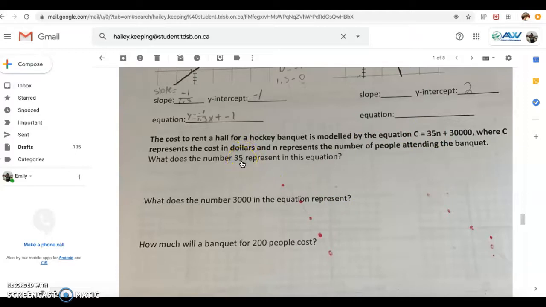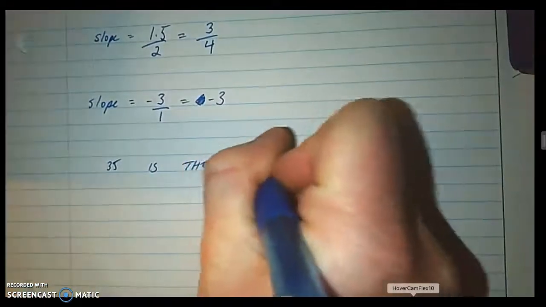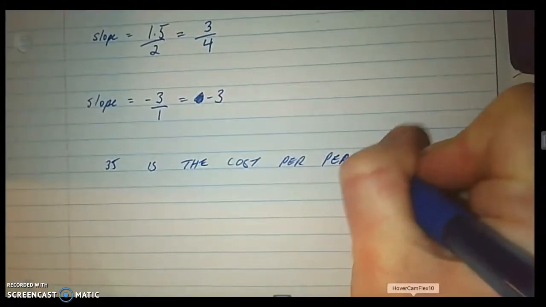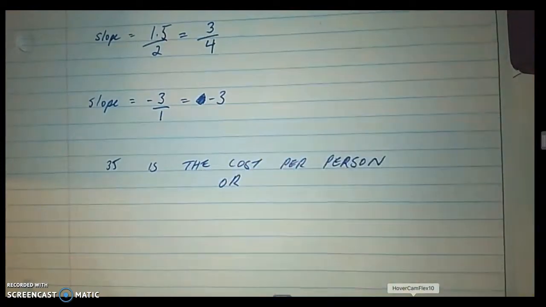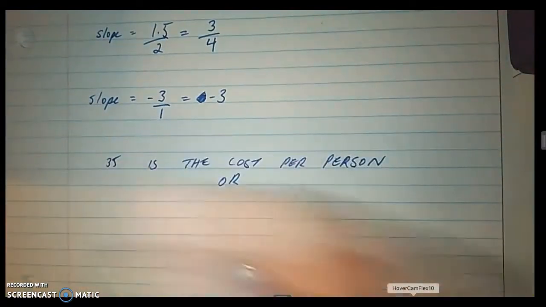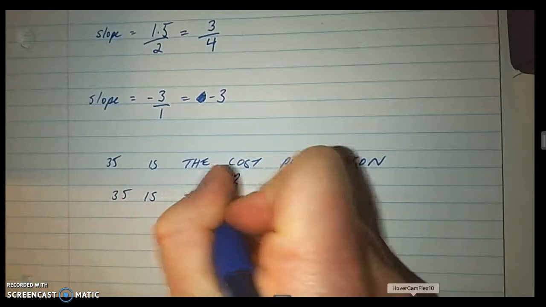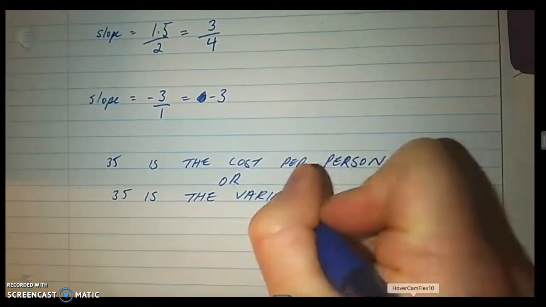You could also call it, in more general terms, the variable cost, the cost that will change depending on how many people attend. Okay, so two different ways we might write that. We could say 35 is the cost per person. That's an answer that deals with the specifics of the question. Or if you wanted a more general answer that works for a lot of these scenarios, 35 is the variable cost. That's another correct way of answering that question.